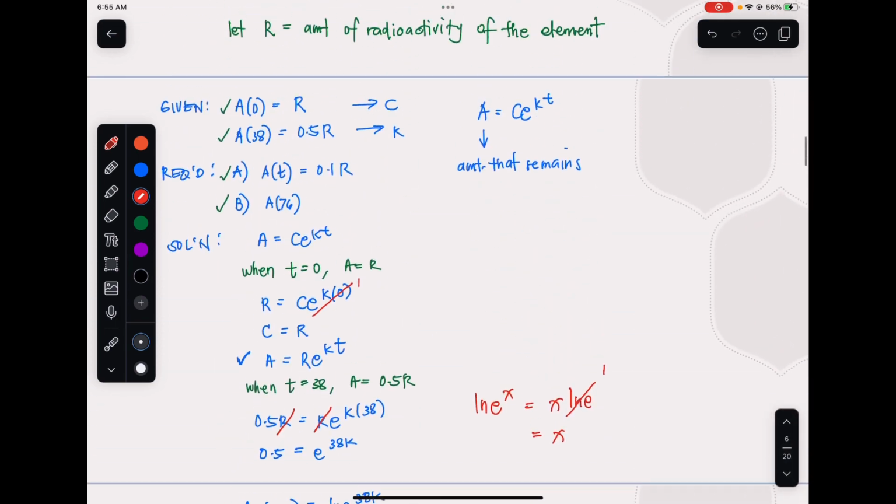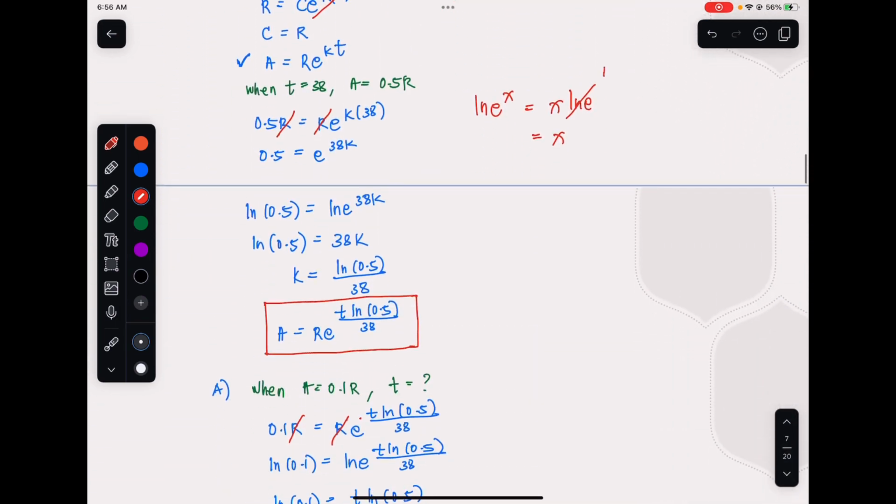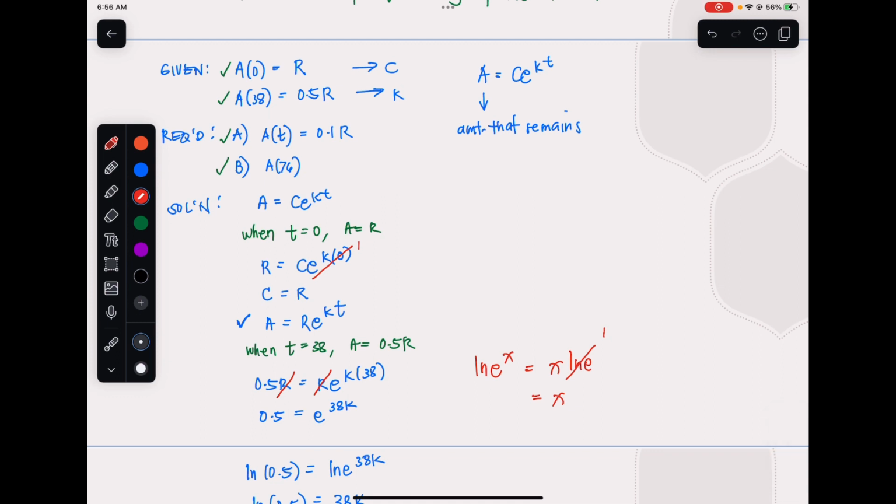Okay, so looking at the results, initially, when time is 0, the radioactivity is 100%. After 38 hours, the radioactivity reduces to 50%. And then we computed that after 76 hours, it reduces even to 25%. And then it took 126.23 hours to reduce it to 10% of the radioactivity of the given element.